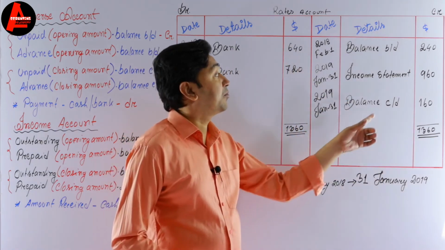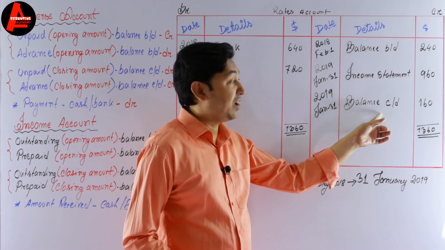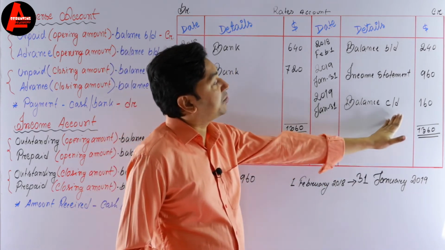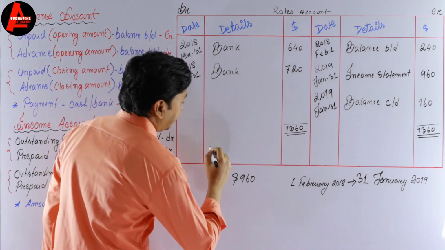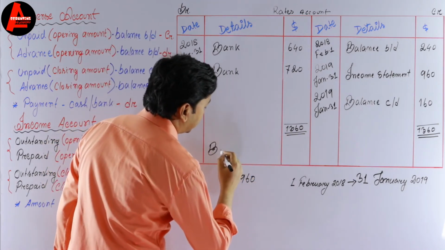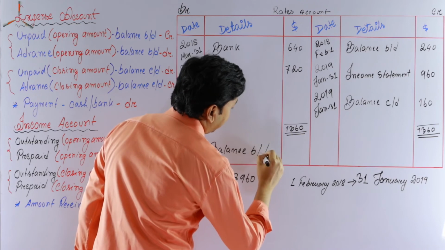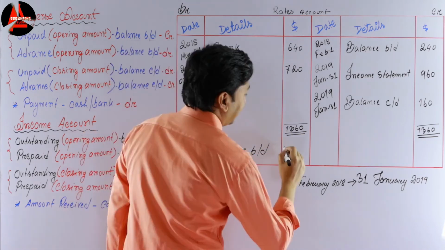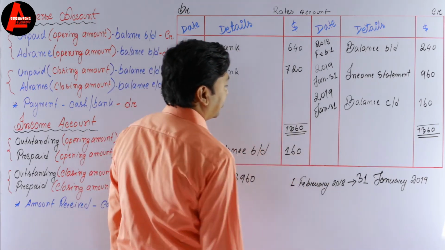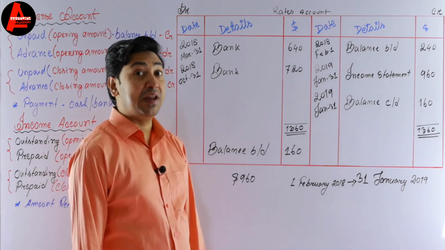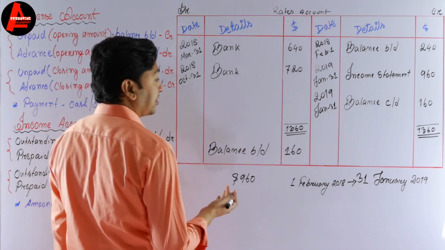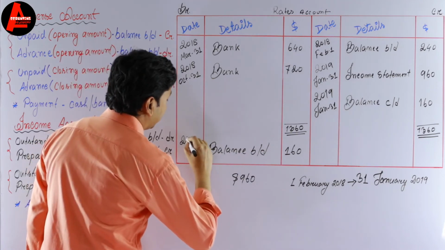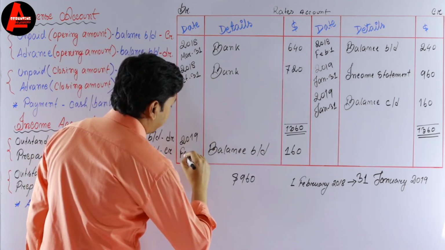Now we have to bring down this amount. How to do it? We got balance c/d on the credit side. Let us come on the debit side and write here under this total amount balance b/d. b/d means brought down. It is $160. Now what is the date for balance b/d? In the question it is clearly written 1st February 2019. So let us write here 2019 February 1st.